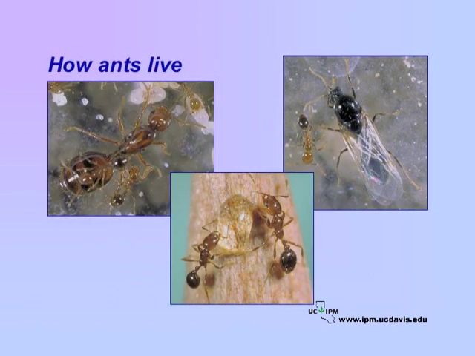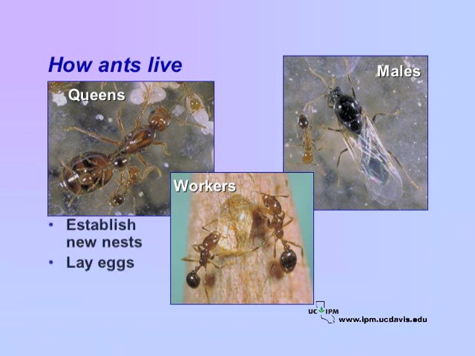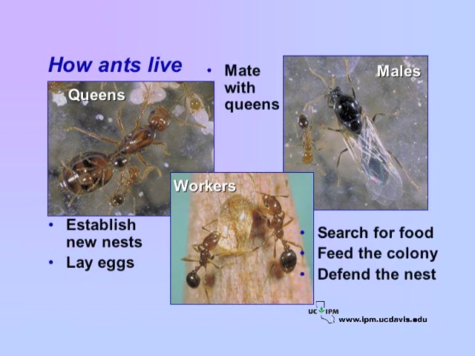Ants are social insects, living in large colonies made up of queens, males, and workers. Each has a specific job. Queens establish new nests and lay eggs. Males mate with queens. Worker ants, which are sterile females, search for food, feed the colony, and defend the nest. Understanding these facts about biology is key to developing an effective management program.